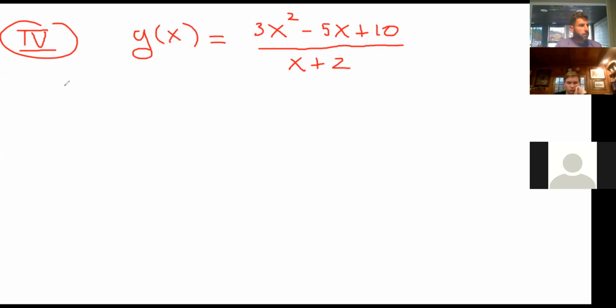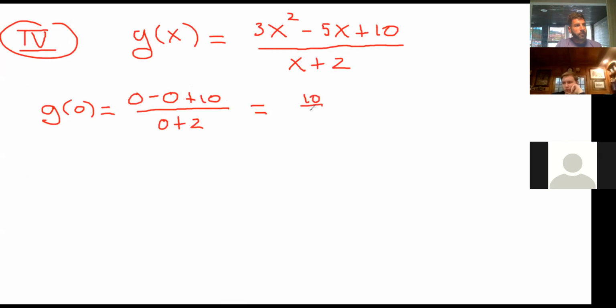So if we wanted to evaluate a few numbers, what would g of 0 be? G of 0 would be, if I can take some liberties here, anytime I multiply by 0, I get 0. So this thing simplifies to 10 halves, which is 5. So if you have a question about that, feel free to let me know.